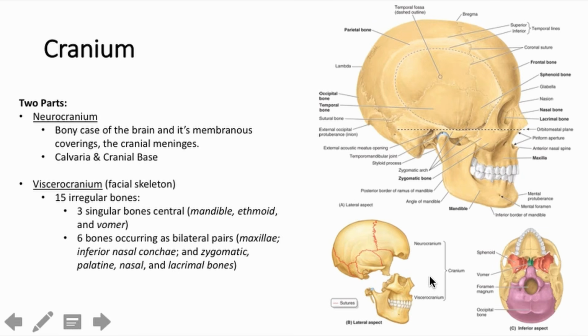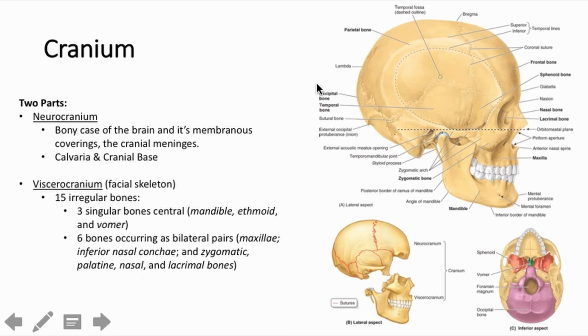When we talk about the different bones in this area, there are three singular bones, the mandible, the ethmoid, and the vomer, and then we also have the six pairs of bones, which are the maxilla, inferior nasal concha, zygomatic bone, palatine, nasal, and lacrimal bones.